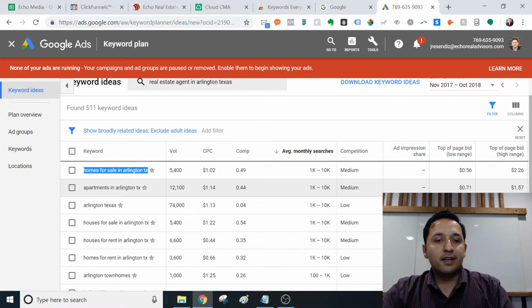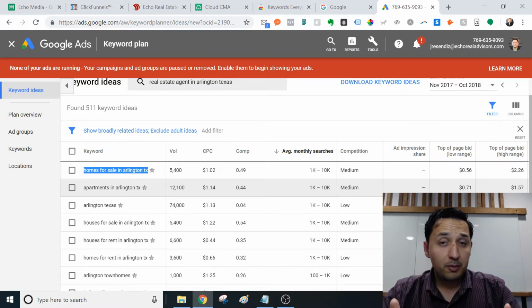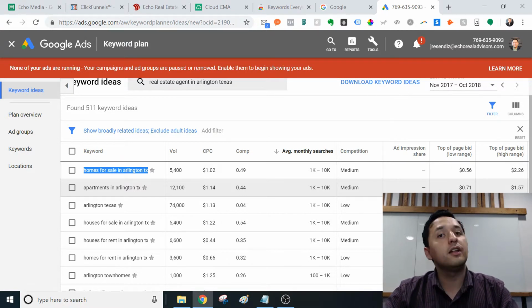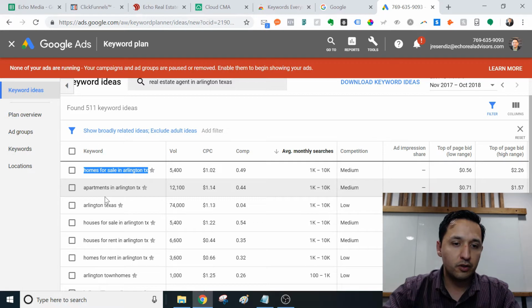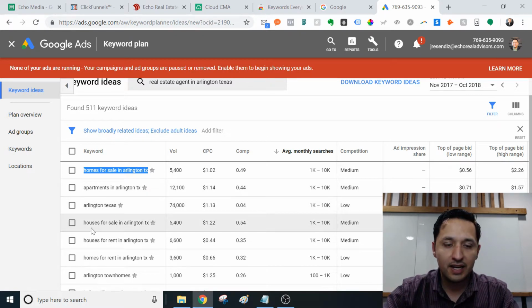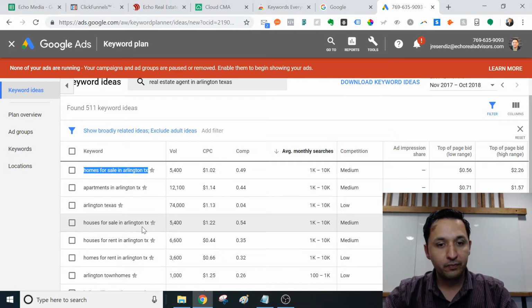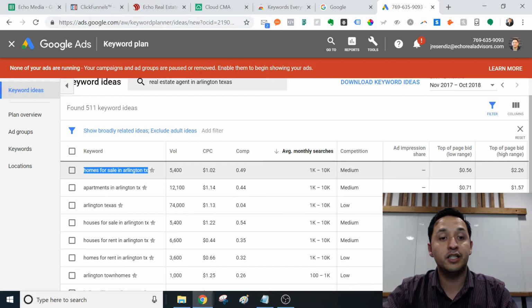All right, apartments in Arlington, Texas. So again, keep in mind, we're targeting sellers. Apartments in Arlington, Texas, that is not something a home seller would search for. So we're gonna bypass that. Arlington, Texas, not useful to us.